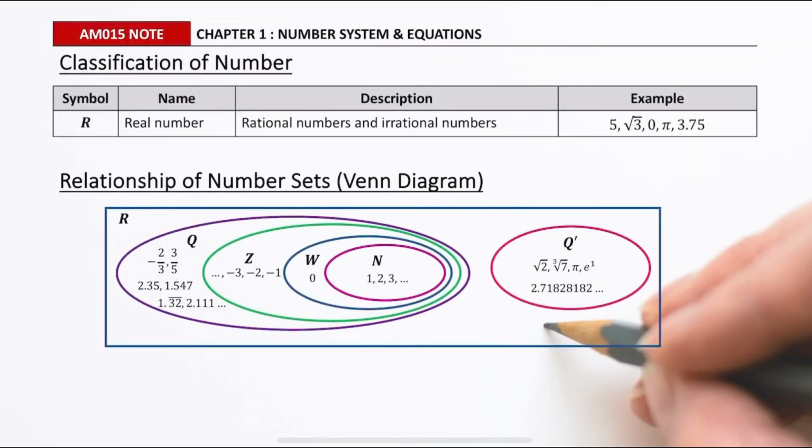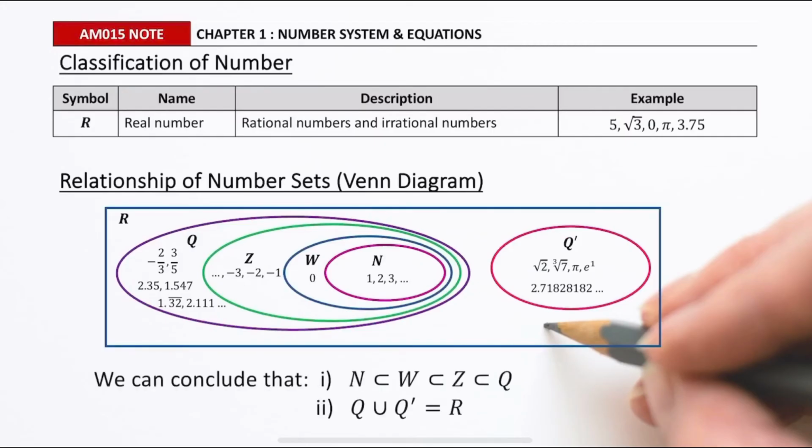The relationship of number sets can be shown by using the Venn diagram. From this diagram, we can conclude that natural numbers are a subset of whole numbers, which are a subset of integers, and integers are a subset of rational numbers, and the union of rational numbers and irrational numbers equals the real numbers.